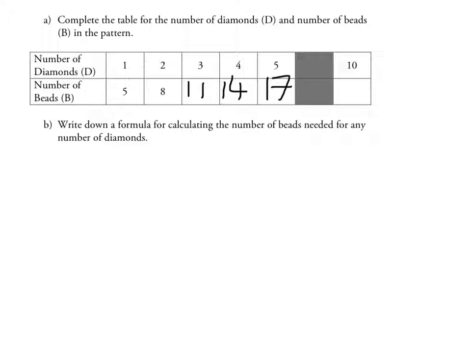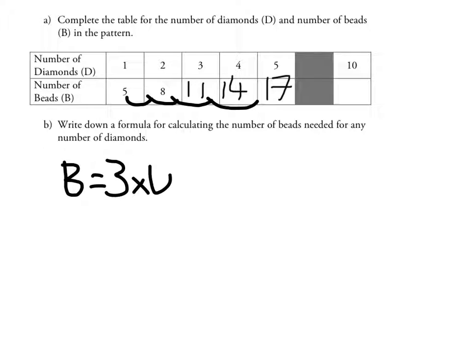Now the important bit. Let's work out a formula for calculating the number of beads. Well, the formula will always start with the letter on the bottom line. So it's going to be b equals something. And how much it's going up by is what we times the other letter by. So this is going up by 3, as we saw earlier. So it's 3 times d.